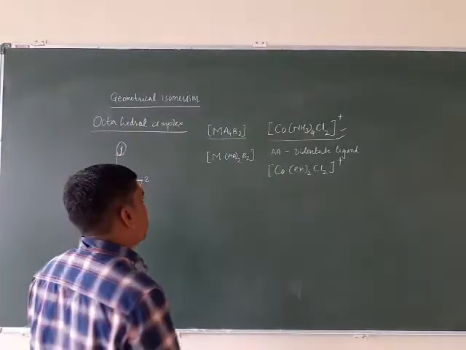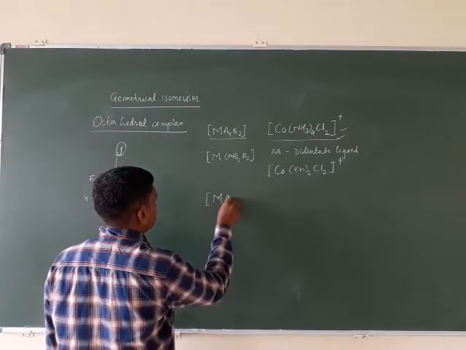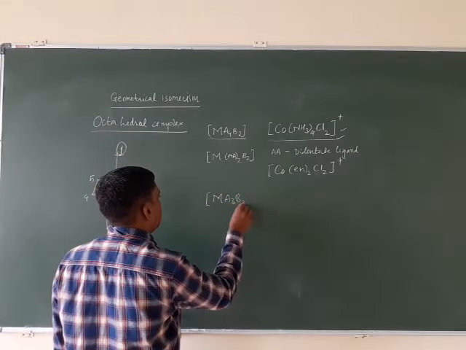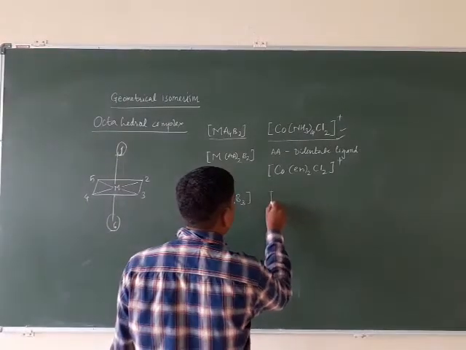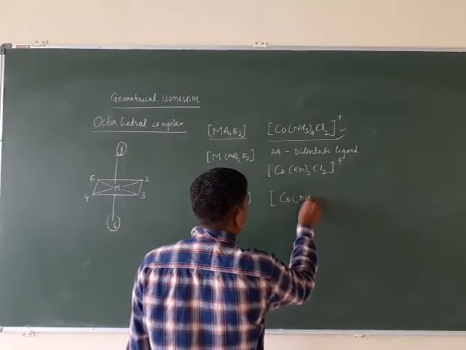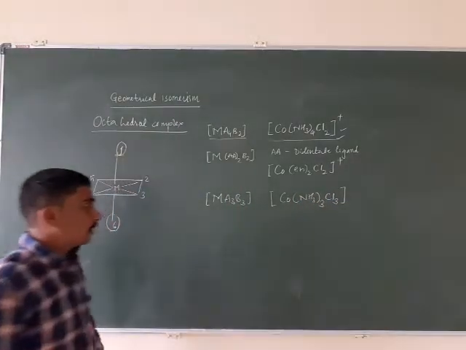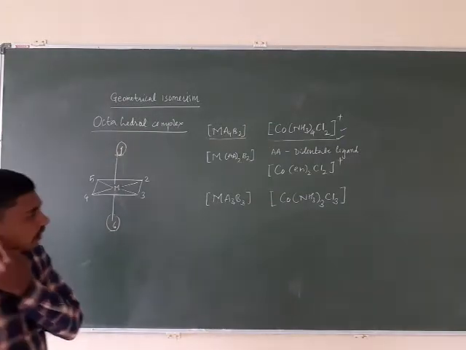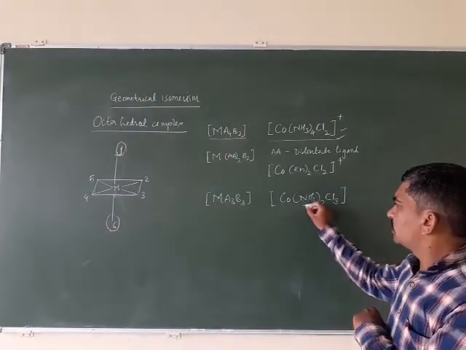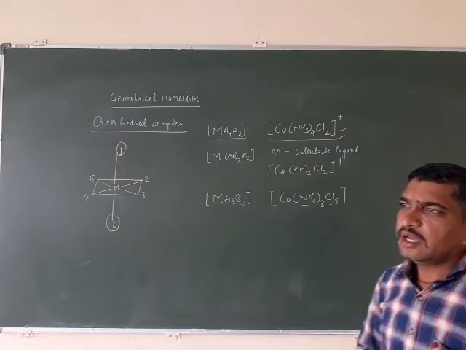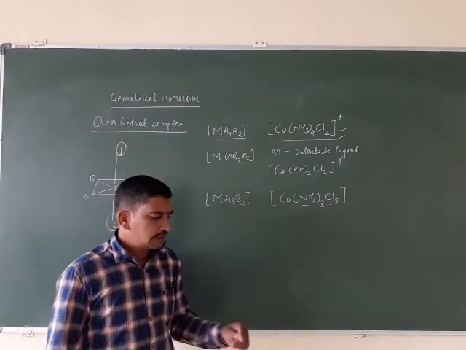Now, if you take an example of a complex A3B3, for example, Co(NH3)3Cl3. Here there are two ligands. One is NH3, another one is Cl, and both are having 3 number.